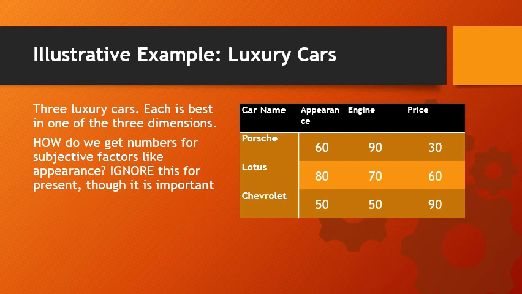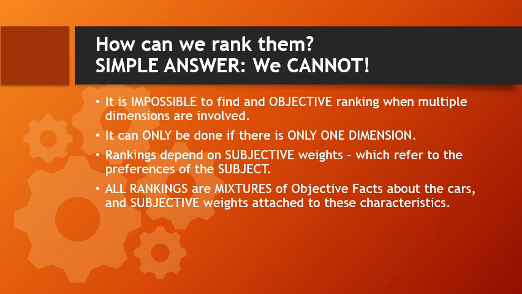One is the appearance of the car, how good it looks, stylish, and the other is the engine, and the third is the price. And suppose that the rankings are such that the Porsche has the best engine, the Lotus has the best appearance, and the Chevrolet has the best price. So some numbers which give percentage rankings of each of these 3 cars in each of these 3 dimensions are presented in the table. So the Chevrolet is best according to price, Porsche is best according to engine, and Lotus is best on appearance.